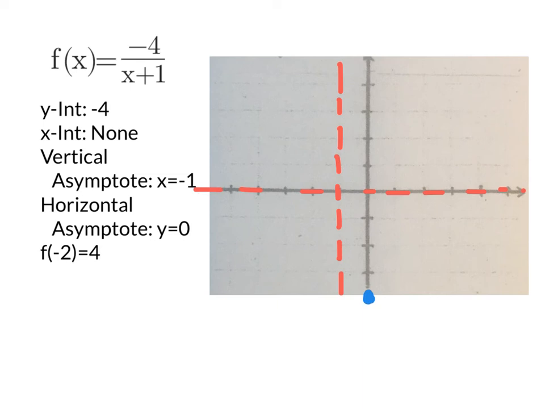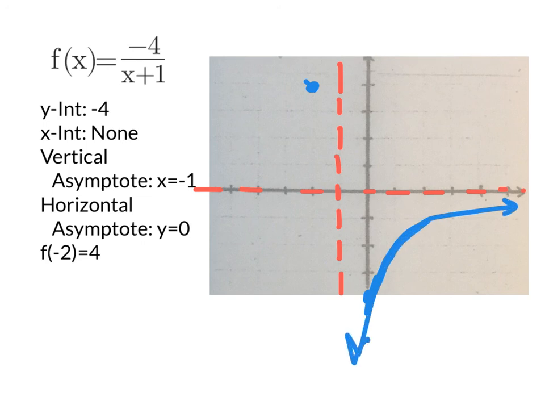F of -2 is 4. So I'm going to plot that point at -2 and then up 4. That makes it right about here. This is everything that we need in order to come up with each branch of our hyperbola. On the right side, since my point is down at -4, the curve has to go through this point and approach each of the asymptotes.